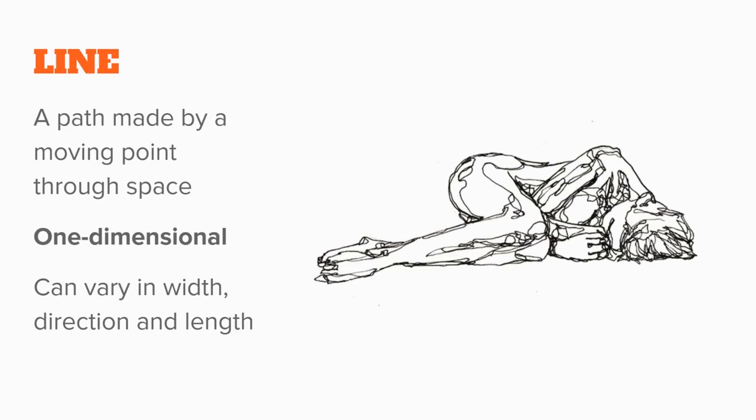Let's review what we covered yesterday. A line is created when a path moves throughout space. Lines are one-dimensional because they are all created with a single moving point. Lines can vary, however, in their width, direction, or length. Making these slight changes can create more interesting lines.